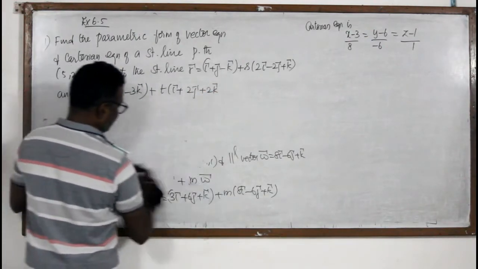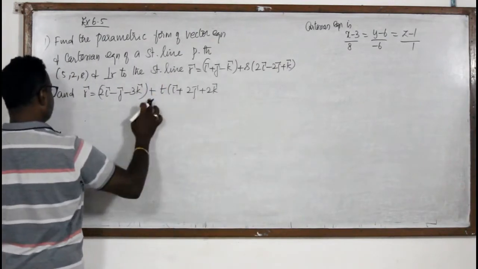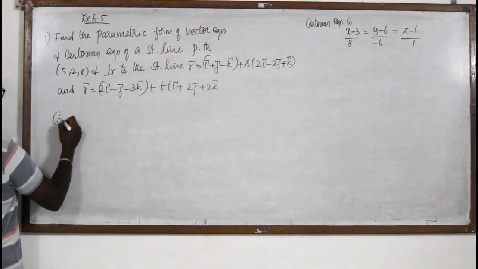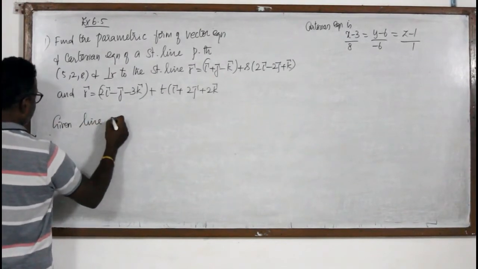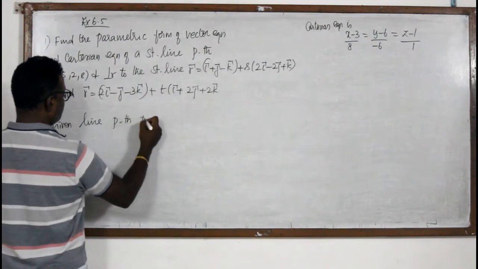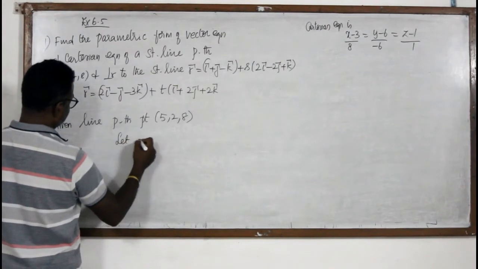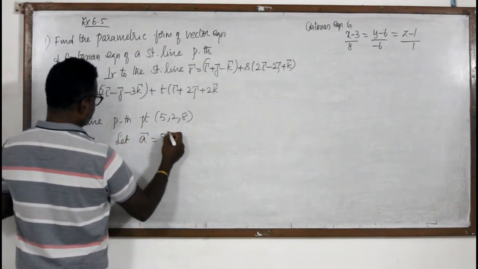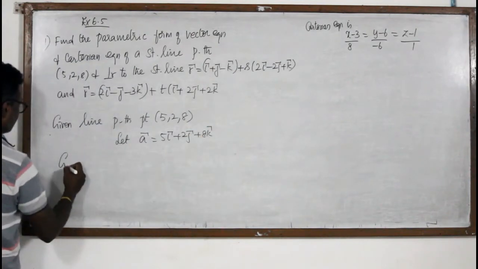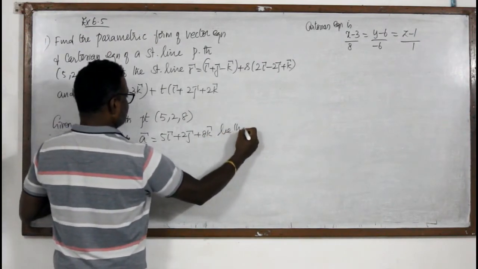Therefore, I have to find the equation of a straight line passing through this point and perpendicular to these two lines. We know how to do it from our example. So, given, the line passes through point 5, 2, 8. So, shall I keep it as some a vector equal to 5i plus 2j plus 8k. Now, given, be the point.